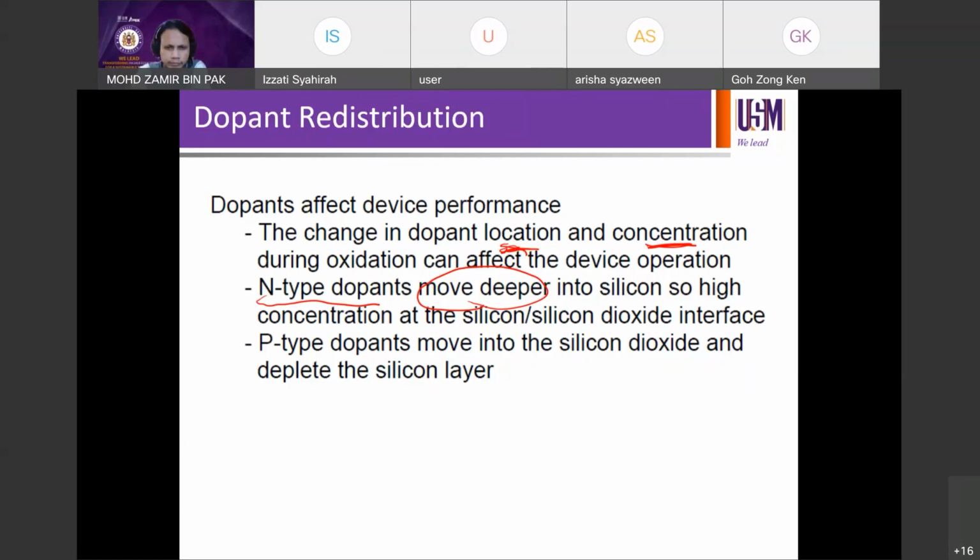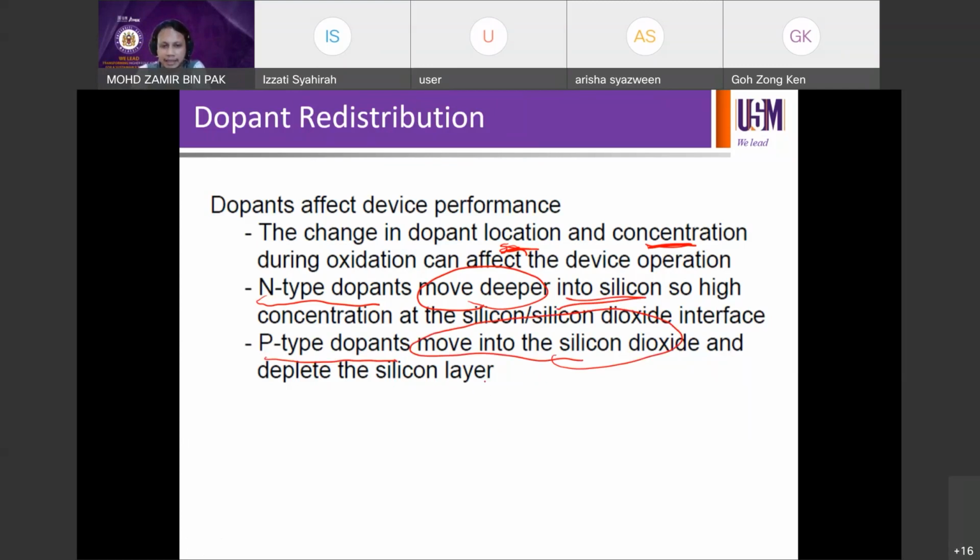On the other hand, P-type dopants move into silicon dioxide and deplete the silicon layer. Right, this is the natural tendency of the dopants.